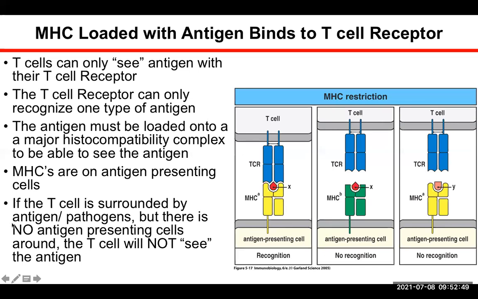And then it's also important to stress this. If a T cell is present around a bunch of bacteria or viruses, but there are no antigen presenting cells, the T cell will not know that an infection is occurring. This process needs to happen in order for the T cell to know that there's infection present.